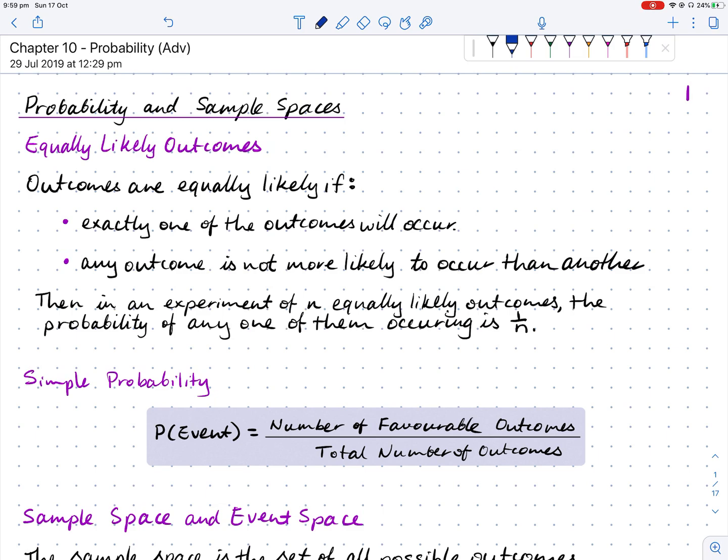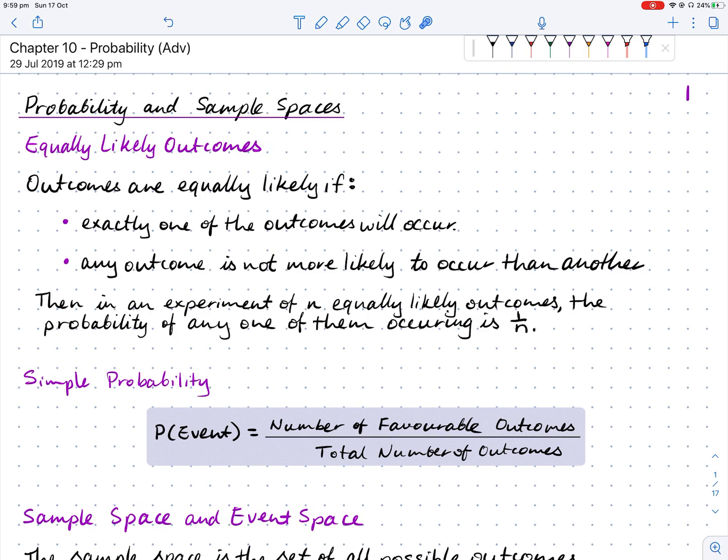So the first thing we're going to look at is what it means for outcomes to be equally likely. So these are the words. If we have outcomes that are equally likely, it means that firstly, exactly one of those outcomes will occur, and any outcome is not more likely to occur than another. So firstly, definitely something has to happen. So one of those outcomes must be the result. And the second thing is that each of the outcomes has the exact same chance to happen.